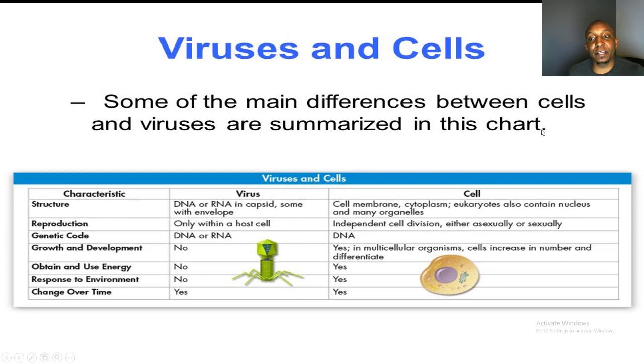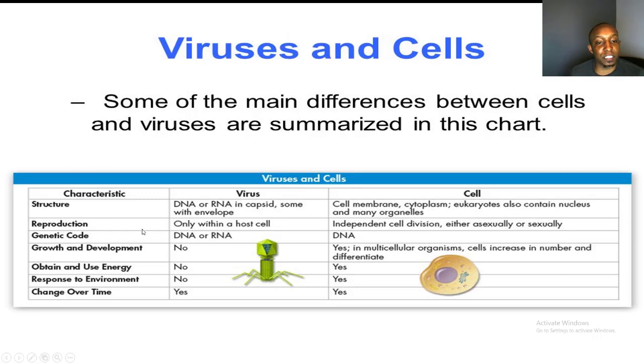And these are some of the main differences between cells and viruses, and they're summarized in this chart below. So if you look at the structure of a virus, it has DNA or RNA inside of a capsid and some that have an envelope. And then if you look at the structure of a cell, the cell membrane, cytoplasm, eukaryotes also contain a nucleus and many other organelles.